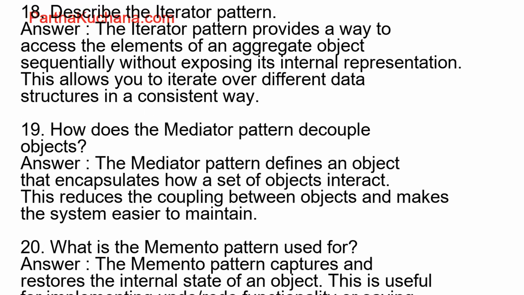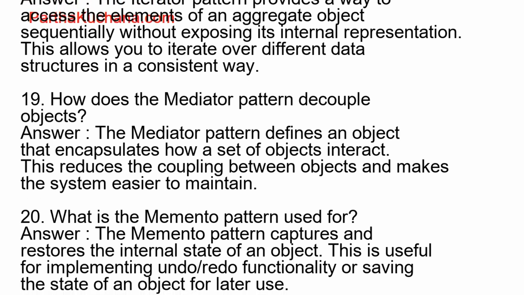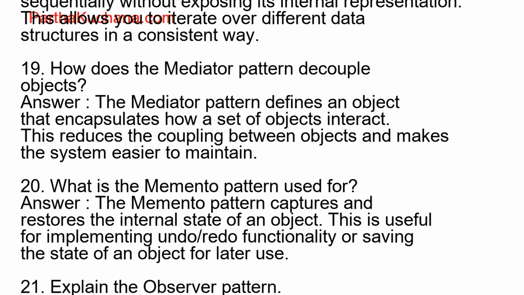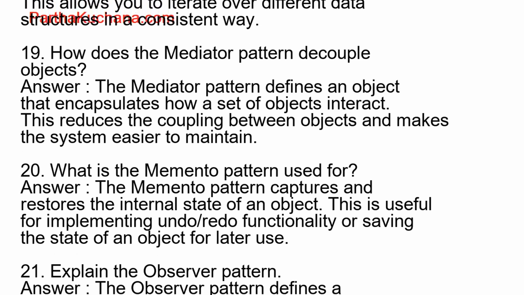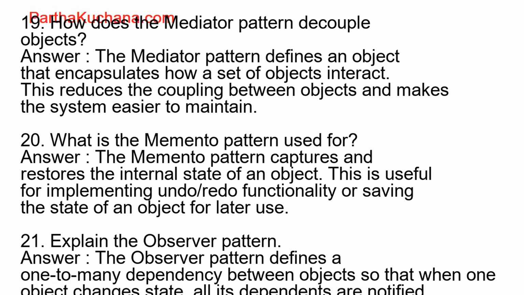21. Explain the observer pattern. Answer. The observer pattern defines a one-to-many dependency between objects so that when one object changes state, all its dependents are notified and updated automatically. This is useful for implementing event-driven systems.